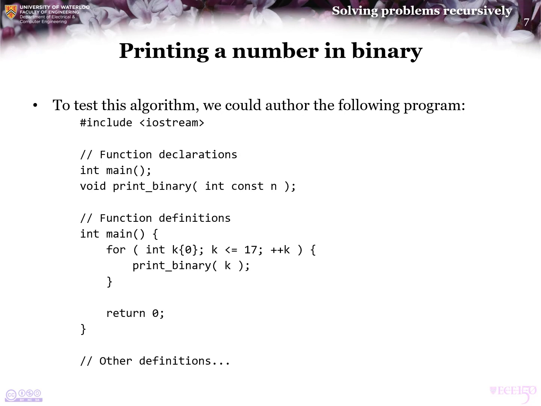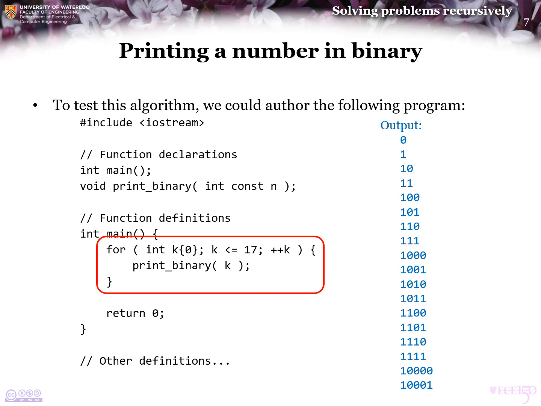Now, to test this implementation, we could author the following program. In this program, we are simply going to print in binary every single number between 0 and 17. Now, if we run this program, we get an output equal to what we expect.